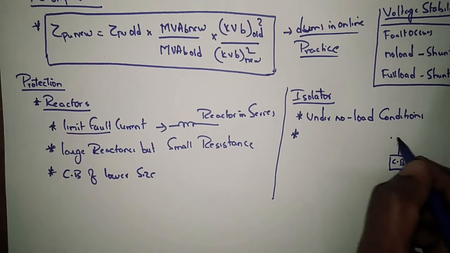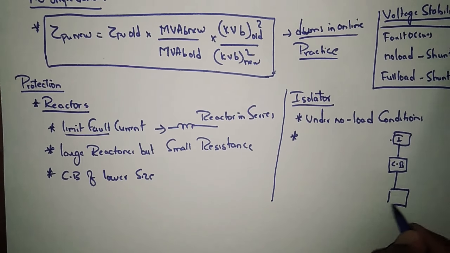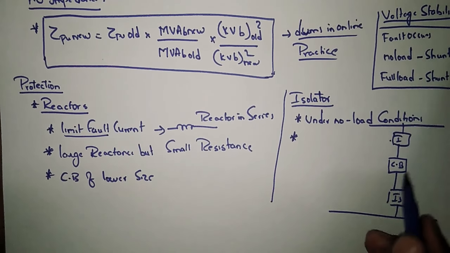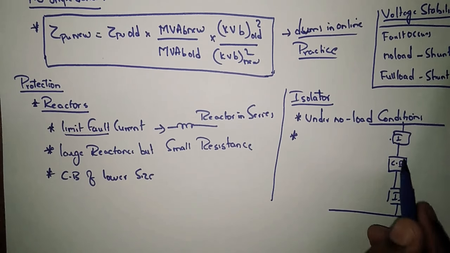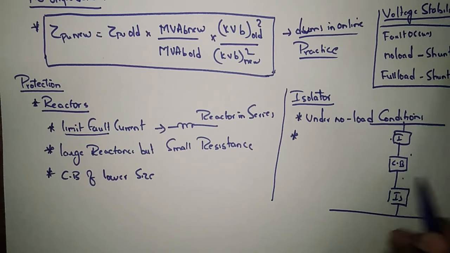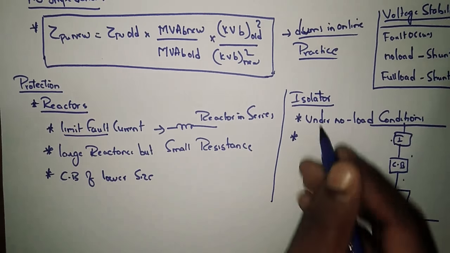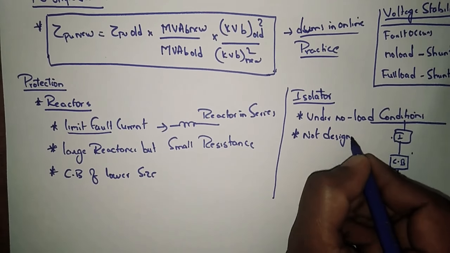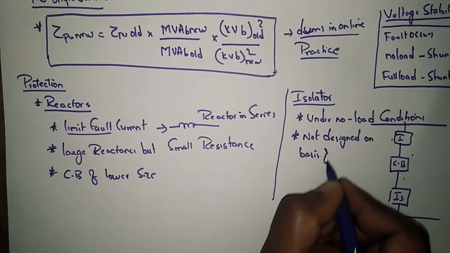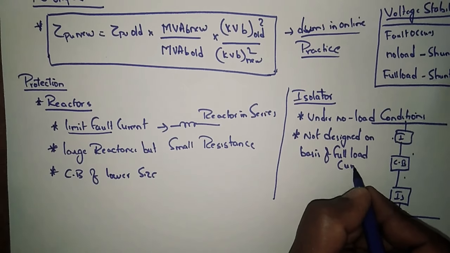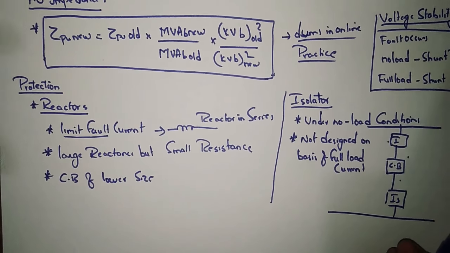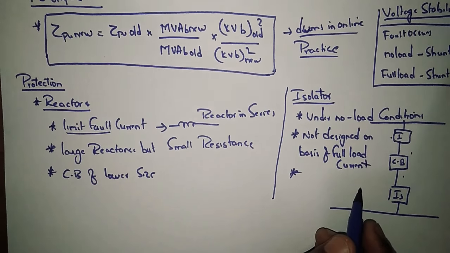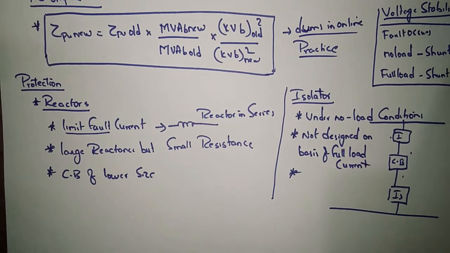Here we have a circuit breaker and here we have an isolator, and another isolator here. So this is the actual circuit. An isolator is always placed on both sides of the circuit breaker. An isolator is not designed on the basis of full load current, because it operates on no load current.